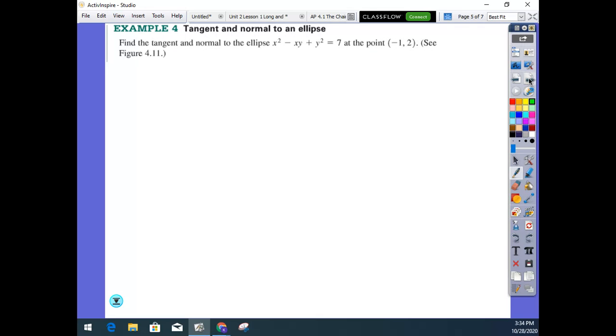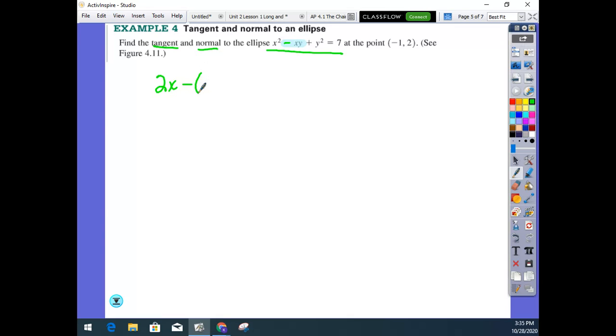All right, tangent and normal, here we go again. So I'm going to take the derivative of the entire equation. Derivative of x squared is 2x. Be very careful. Two big things here. This minus and xy is a product. This is always going to get you, so be very careful.